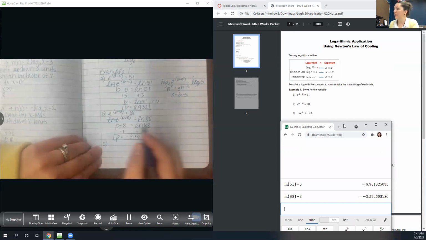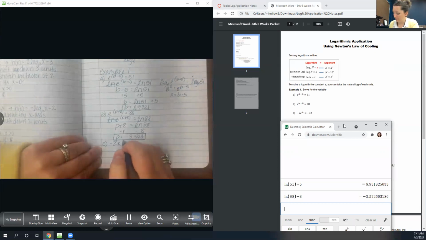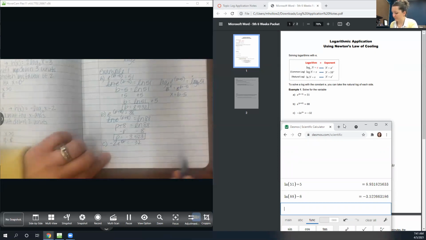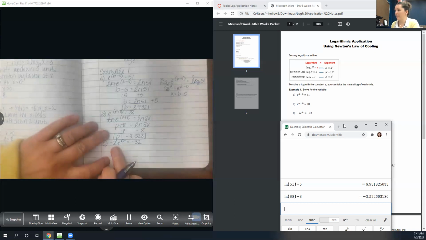All right, so C is negative 2 times e to the 5r power equals negative 32. Before I take the natural log of this, I'm actually going to isolate this e value by dividing by negative 2. You probably already thought that. So e to the 5r power equals 16. Now we'll go ahead and take the natural log of both sides.